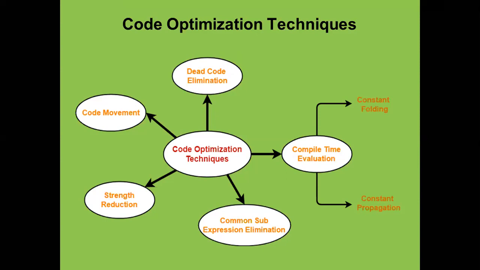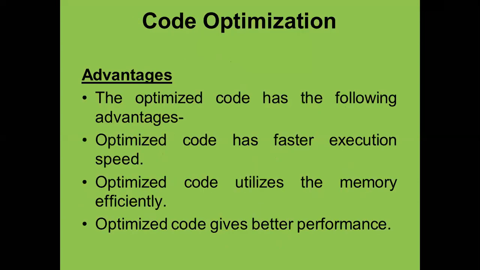After applying the code optimization techniques, we have already seen the different advantages: faster execution speed, efficient use of memory, meaning reduction in memory, and also better performance. It means ultimately the speed of the compiler enhances.